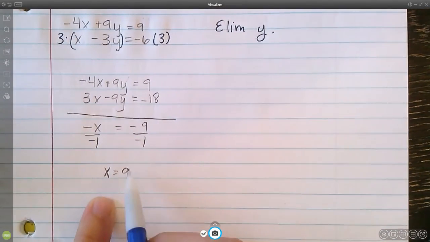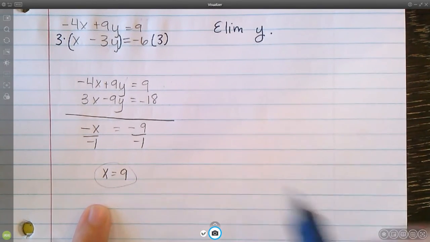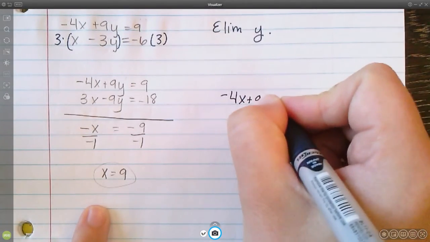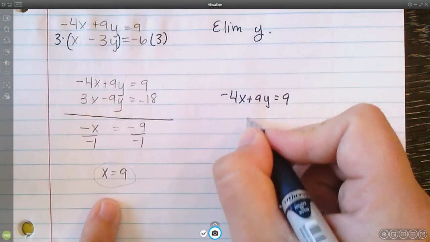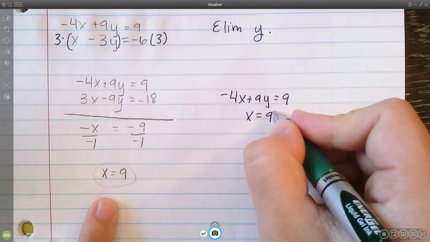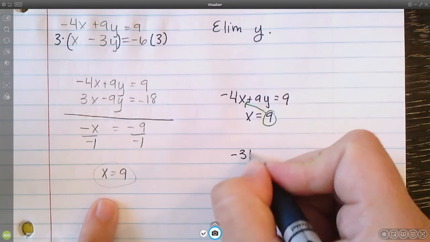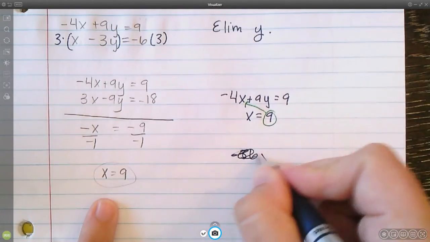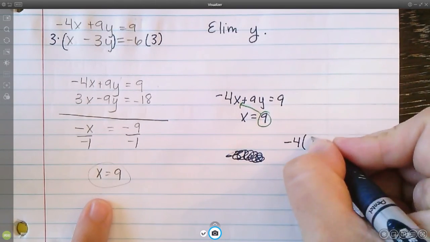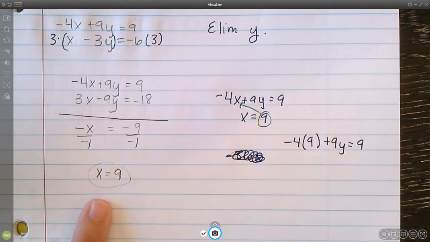Now we have to take this 9 and plug it back into either the top or the bottom equation, and it doesn't matter which one. I'm just going to plug it into the top. So we have negative 4x plus 9y equals 9, and we know that x equals 9, so I'm going to take this 9 and put it in for this x. Oh, sorry, I skipped a step. Let me redo that. Negative 4, and then instead of the x, we put a 9, plus 9y equals 9.